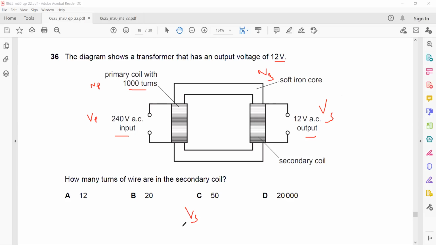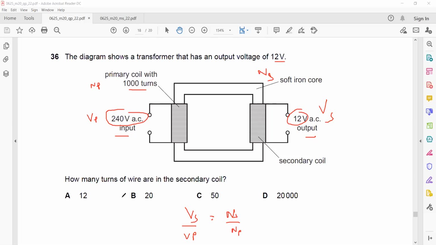So what's the answer? Correct answer after substituting the values? Vs over Vp is equal to Ns over Np. And the first thing you can identify, look, it's a step down transformer because input is having 240 and output is only 12. So the number of turns of secondary should be less than number of turns of primary. So if primary is having 1000, secondary should have less than 1000.